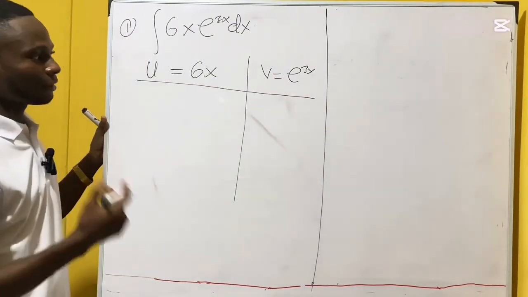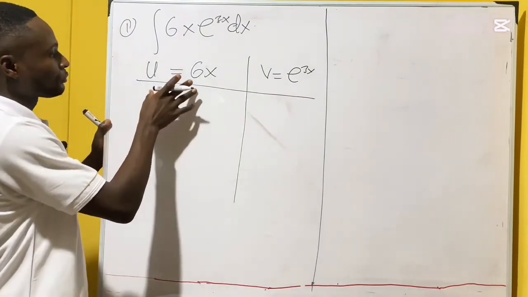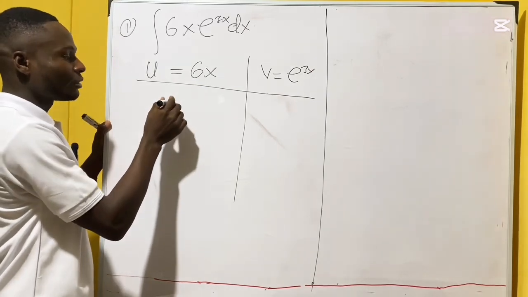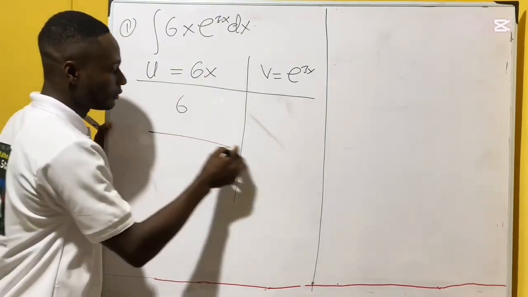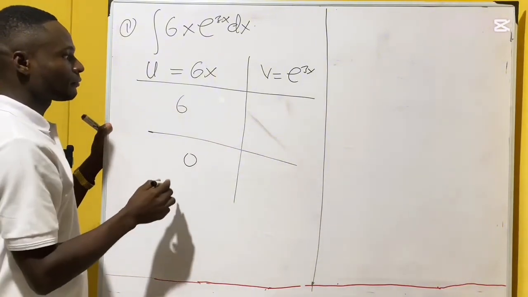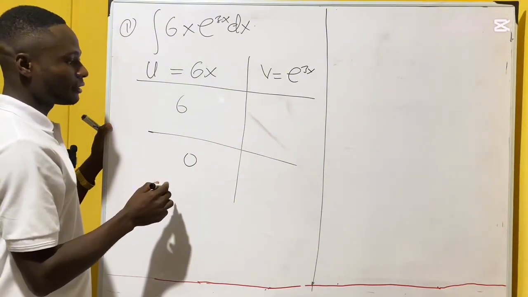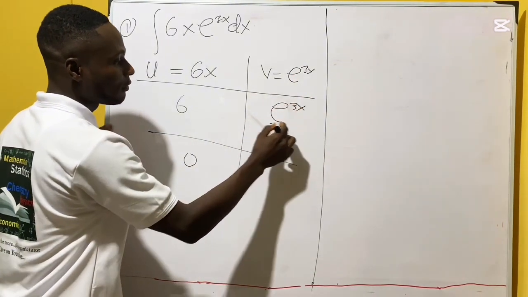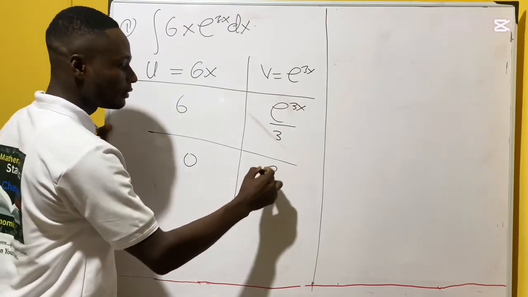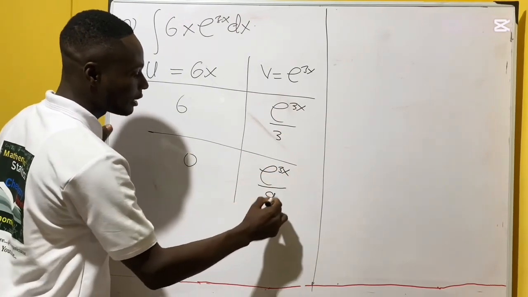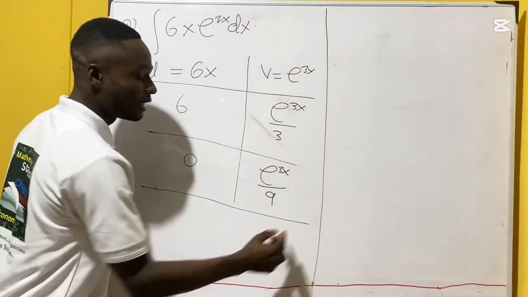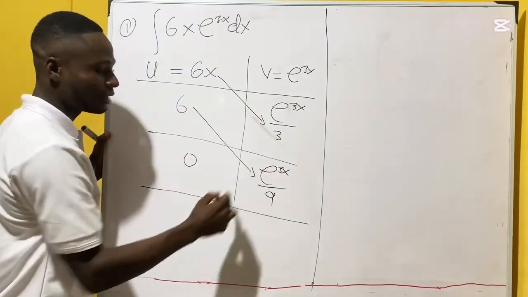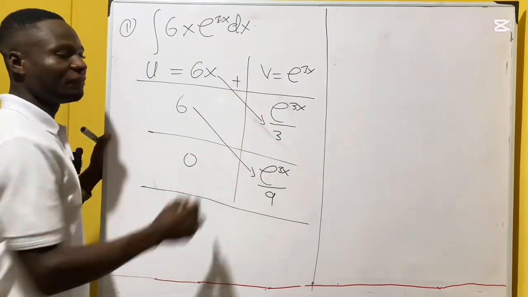So create your table. That's what we call the tabular approach. Differentiate this part to a constant. Differentiating 6x, you have 6. Differentiate again, you have 0, right? Now, integrate this part, you have e power 3x over 3. Integrate again, you have e power 3x over 9, right? So this is the end of the work. You match this to this, to that.